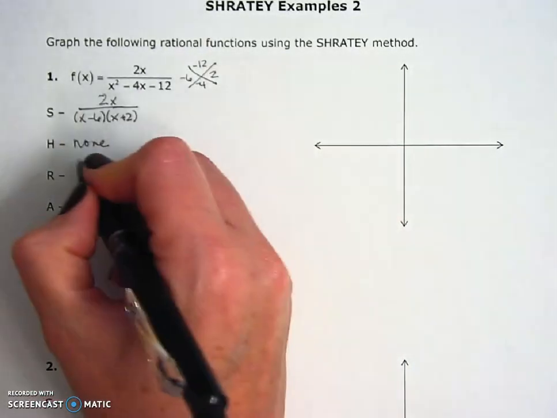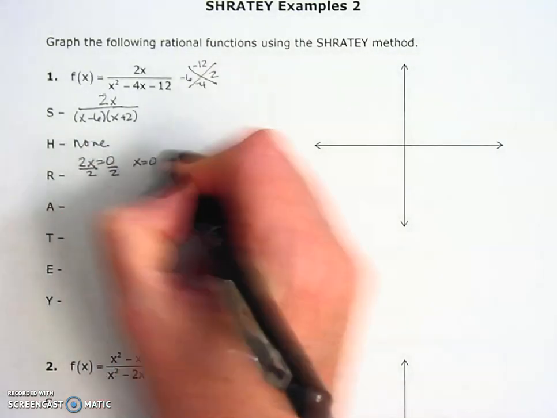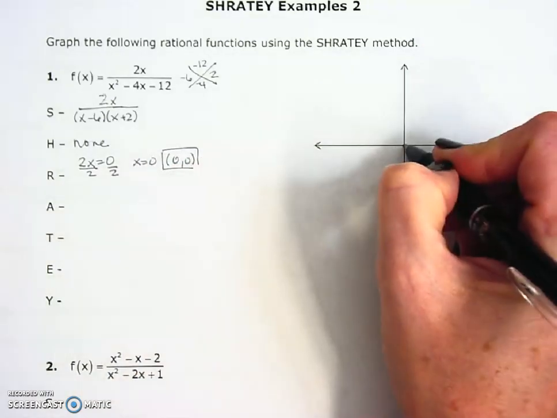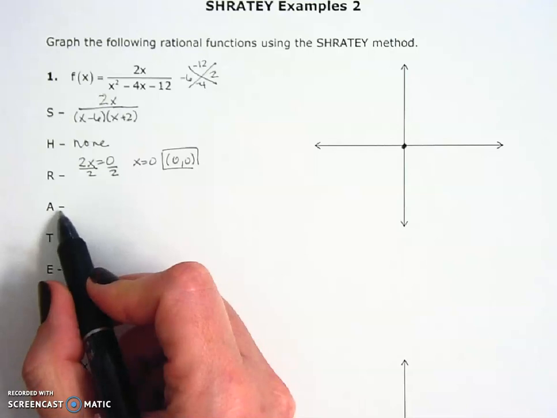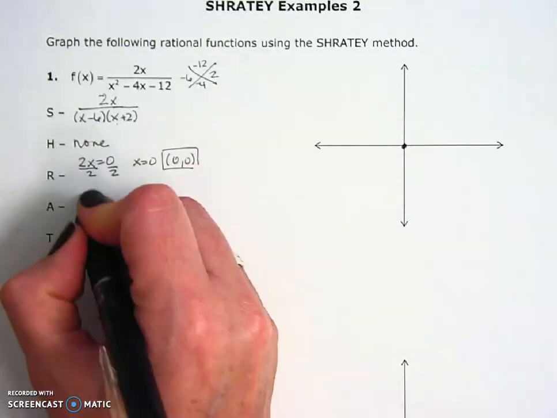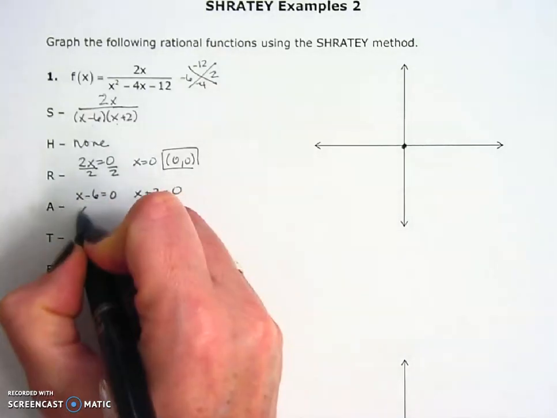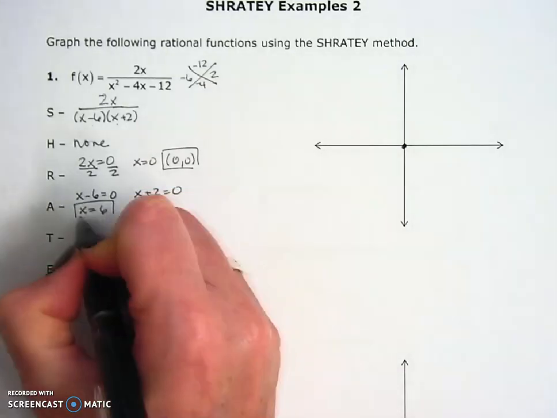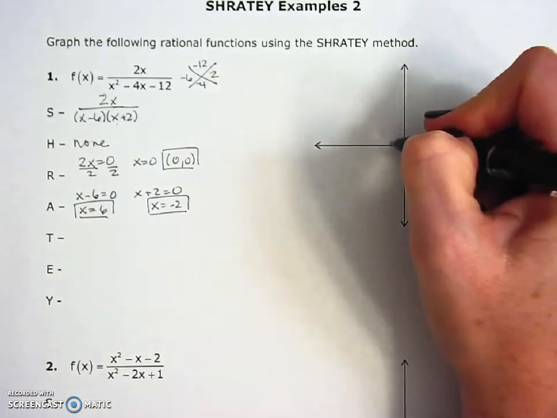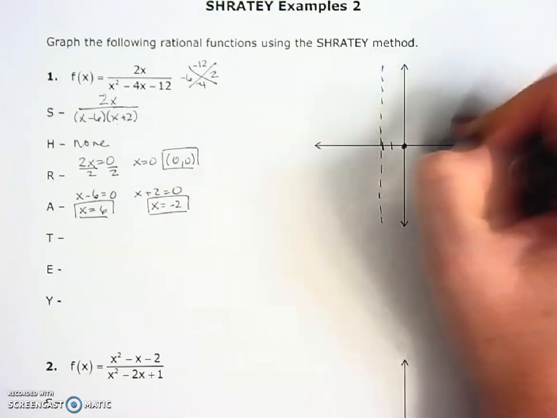For roots, I set the numerator equal to 0 and solve. So my root is 0, 0. For vertical asymptotes, I set each of the factors in the denominator equal to 0. So that's x minus 6 and x plus 2 and solve them. And graph. So vertical asymptote at negative 2 and one at 6.